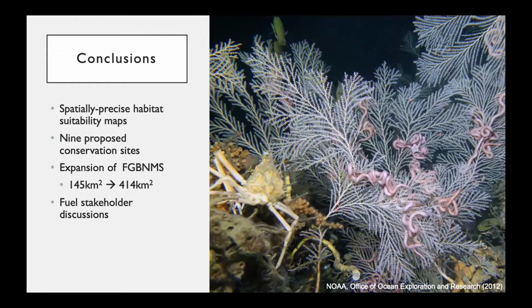NOAA actually, on January 19th of this year, 2021, expanded the Flower Garden Banks National Marine Sanctuary from its previous area of 145 kilometers to 414 kilometers. The new area that has just been set aside is outside of our study area though, so that doesn't really change the areas that we are proposing. These maps and proposed sites can help fuel discussions between stakeholders and policymakers as we're all trying to attain the best environment out there.